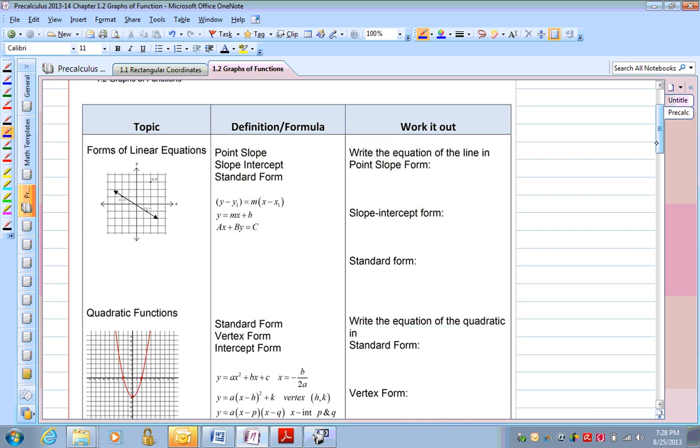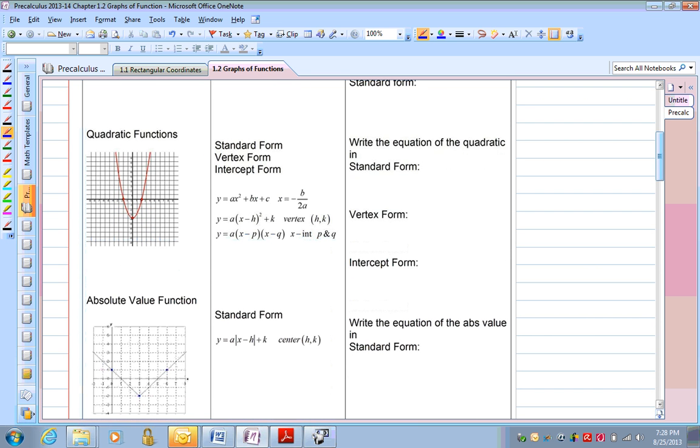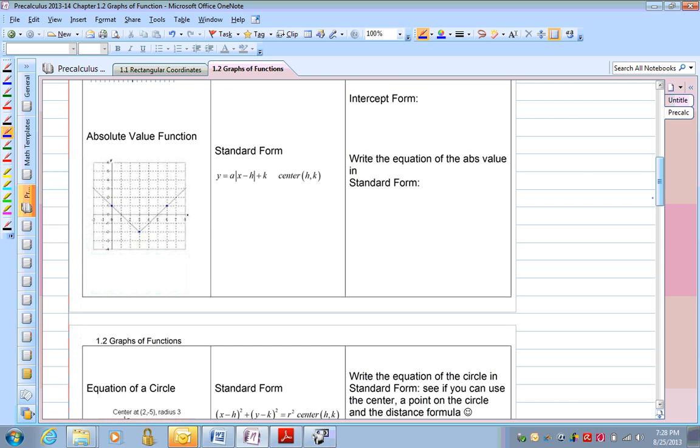So we're going to talk about forms of linear equations. We're going to focus this year on our point slope form, and I want you to write those forms based on your prior knowledge. We're going to talk a little bit about quadratics in this case, and again here are 3 versions of the quadratic, and again I want you to write your quadratic based on this information. Your absolute value function, again, writing the standard form based on the given equation.